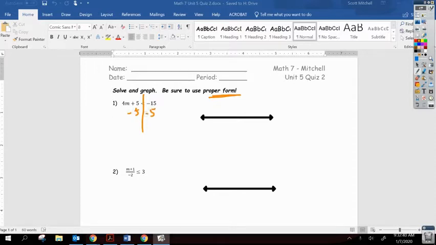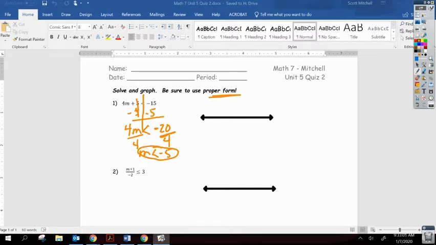Subtract on both sides, -5 minus 5. We have 4m. The symbol stays the same. So maybe put -10. Remember, leave a calculator. -15 minus 5 is keep changing to -20. Divide both sides by 4. We have m, -5. The symbol does not flip. It only flips when you multiply or divide by a negative.